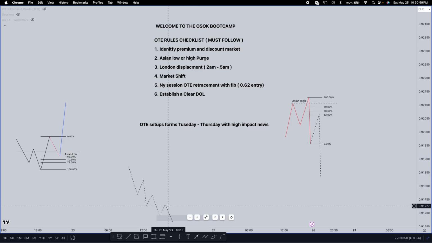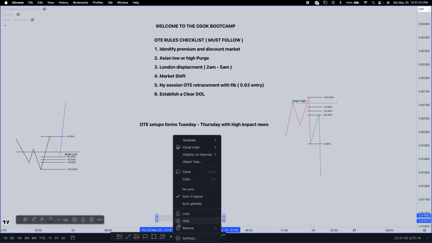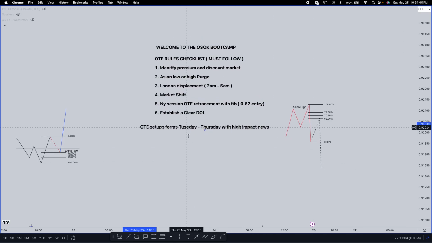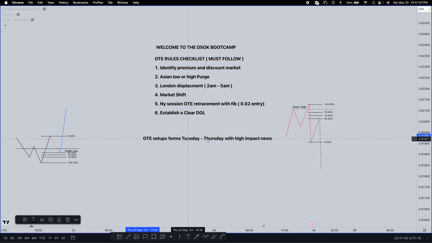Once again, the first rule of the OTE is you have to identify what market you're in. If you're having a hard time identifying if you're in a premium or discount, 9 times out of 10 it's a ranging market and you want to stay away from that setup.